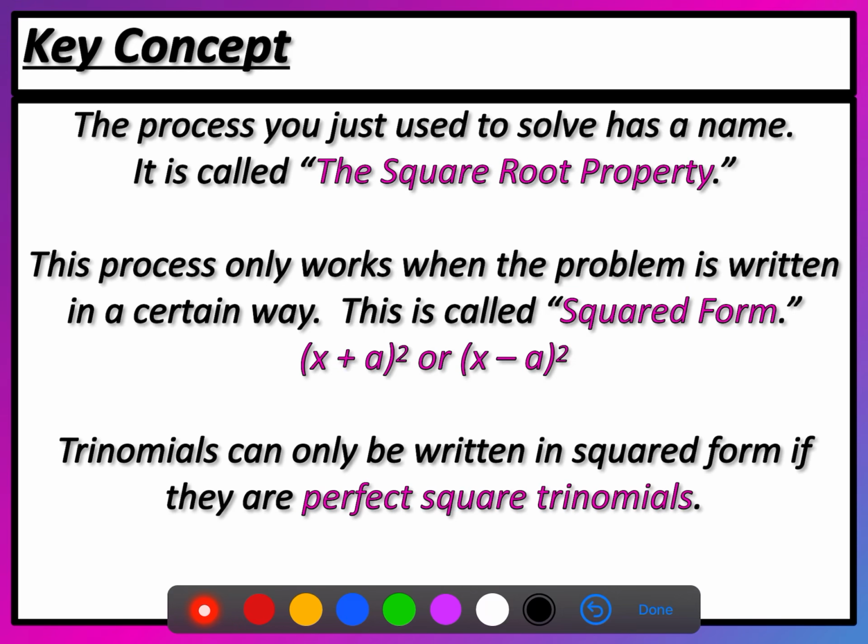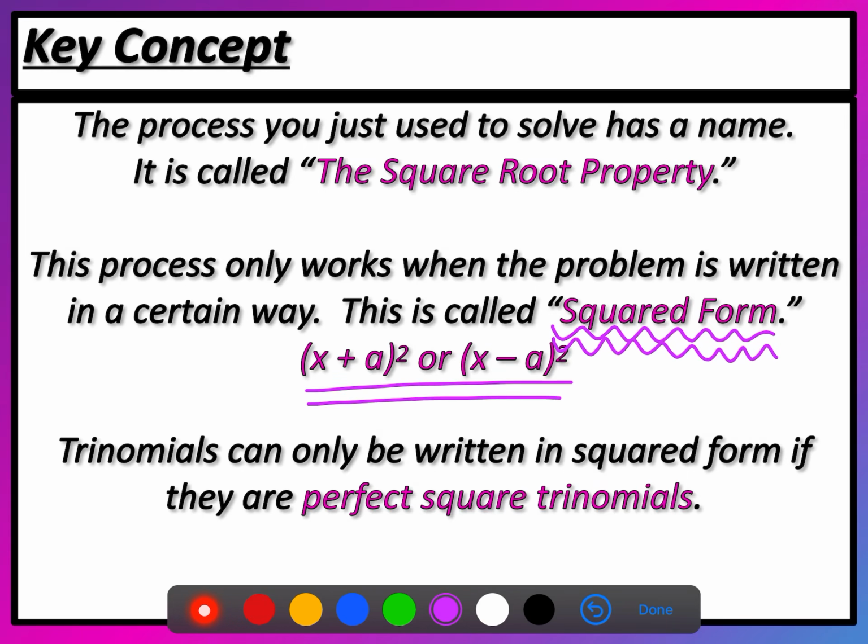Now, that's something called the square root property, when you take the square root of both sides. All right, well, that makes sense. However, it only works when the problem is written in squared form. So that's these parentheses with a squared on the outside.